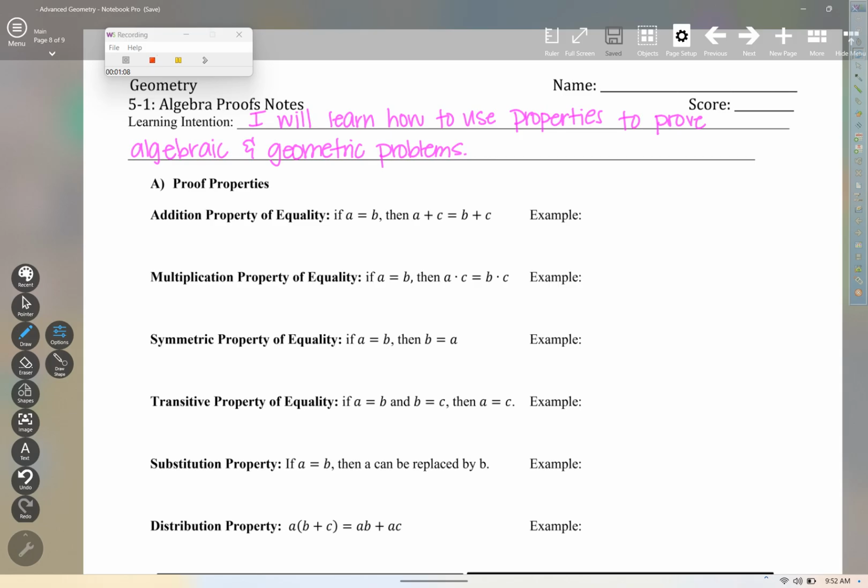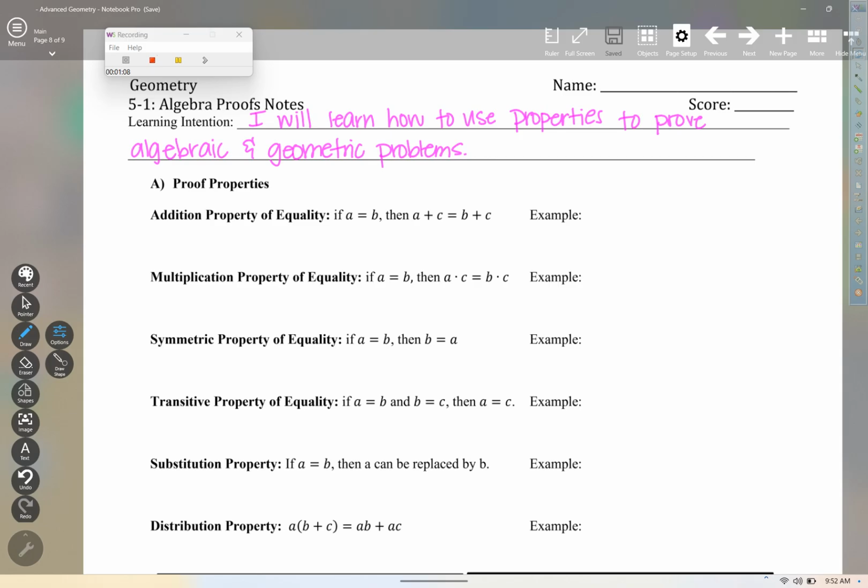Or, let's say I give you x plus 5 is equal to 3, and ask you, how do you solve for x? Well, you would subtract 5 from both sides, and you would get x is equal to negative 2. So the addition property of equality is when you add or subtract to both sides. And that's your addition property of equality.